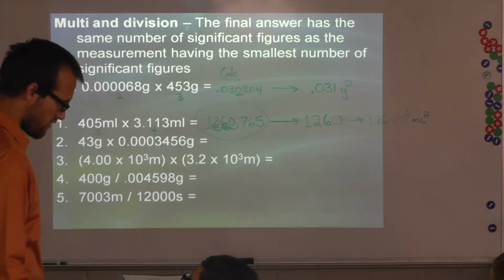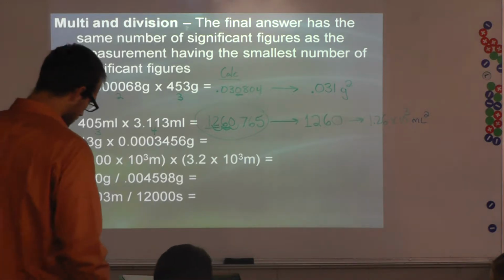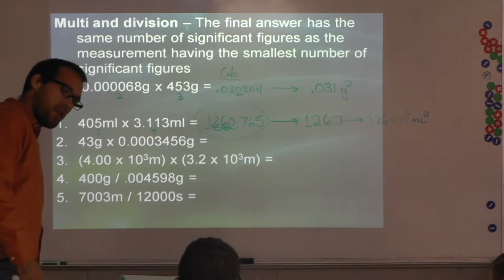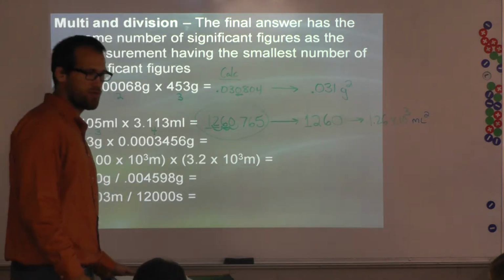If they're both at two significance, it doesn't matter. They're both the least, so you just choose them. It doesn't matter decimal location. It matters significant digits. Decimal location is only for addition and subtraction.